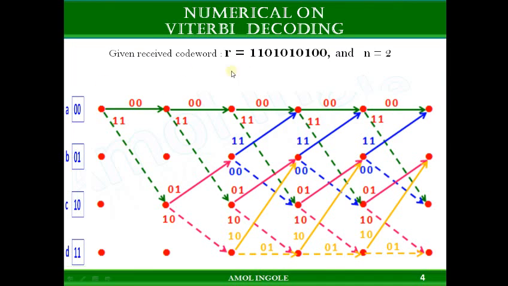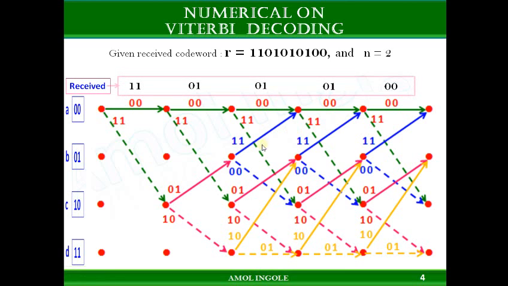This is the received code word given in the numerical. So the first step is dividing this received sequence into packets of n bits and writing those packets over this trellis like this. So this is the same received code which is written in the form of 2 bits packet. So this is first 2 bits, next 2 bits, like this. Now let's see the step 2. Step 2 is finding the Hamming distance and writing the path metric.